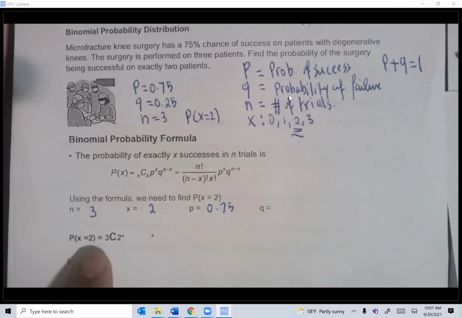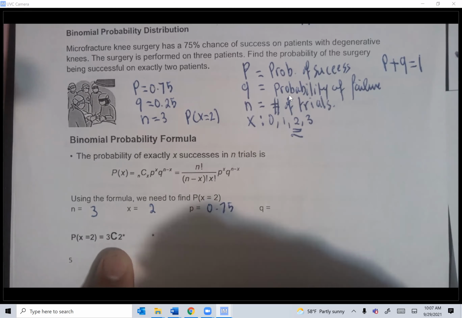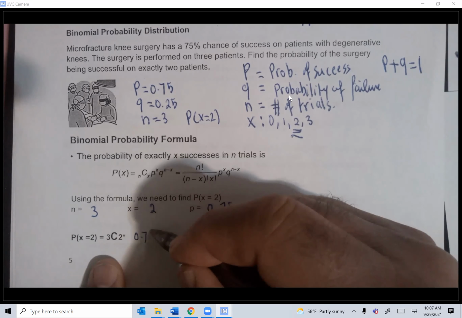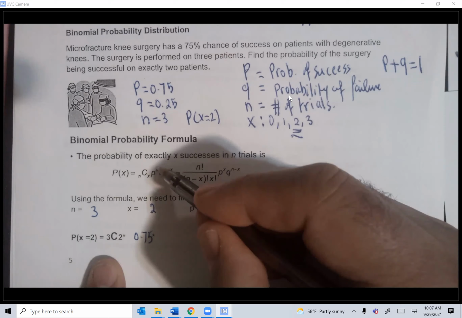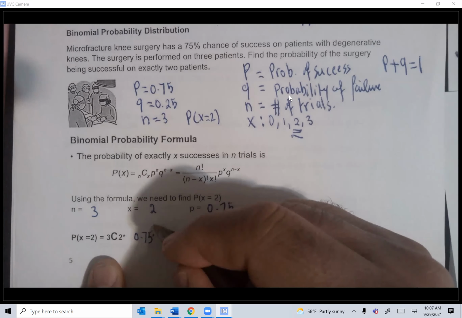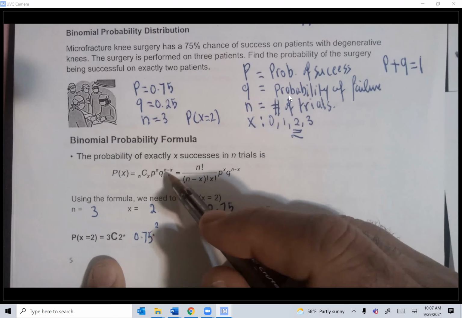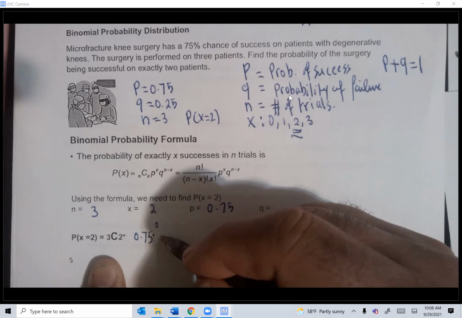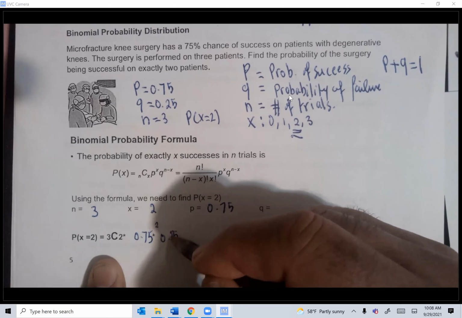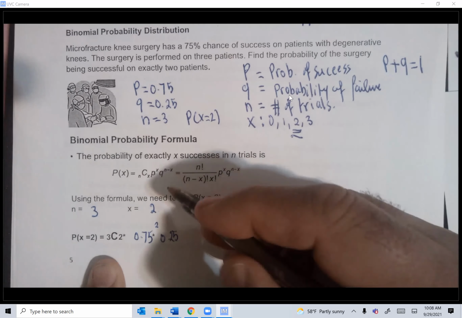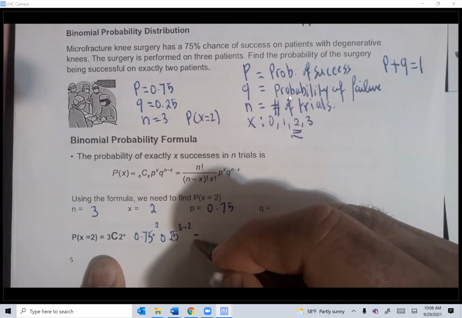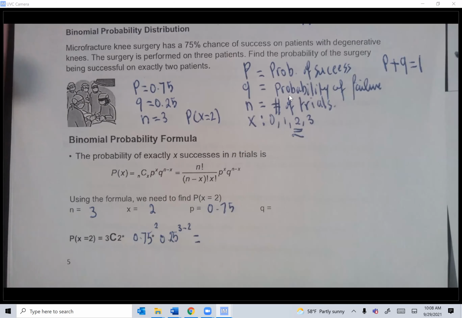So 3C2 times P, which you already know, guys, which is 0.75, raised to the power of X. What is X here? It's 2. Times Q. Q is the probability of failure, and we decided that Q, guys, is 0.25. And raised to what power? N minus X, which is 3 minus 2. And let me show you how to do this on your calculator and find the probability.